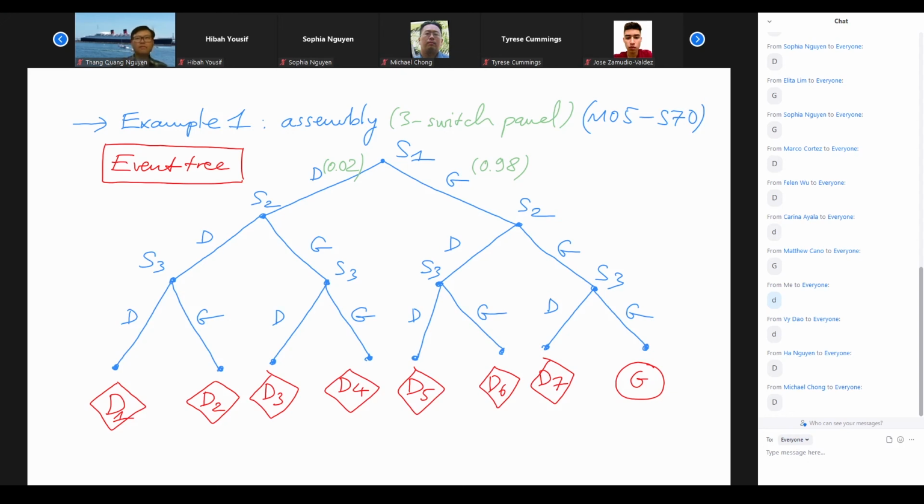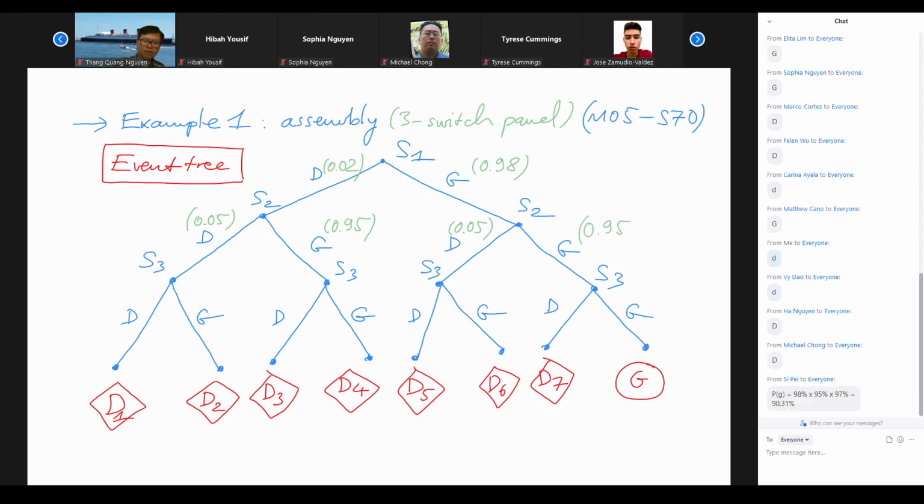The second stage makes defects in 5% of the time. So we put 0.05 right here. And that means that the good is 0.95, right? And then the second switch is independent of the first switch. So we have 0.05 right here again, and then 0.95 here. Right, so that's the relative sizes of the branches.